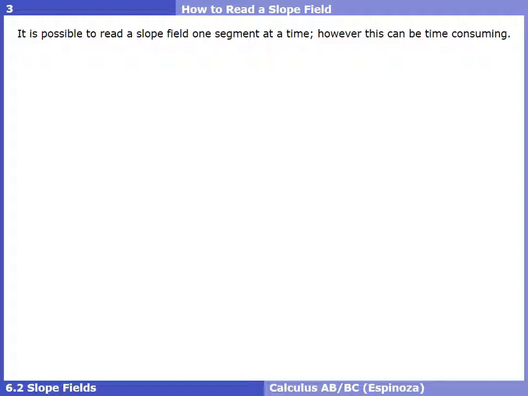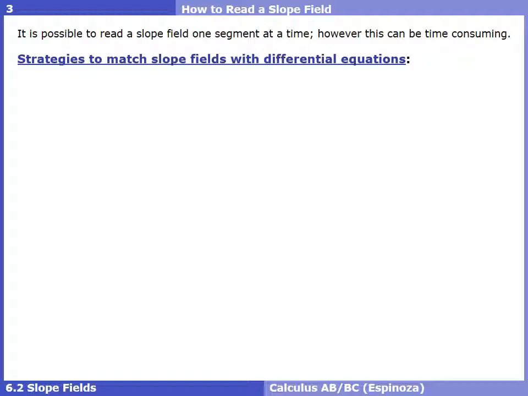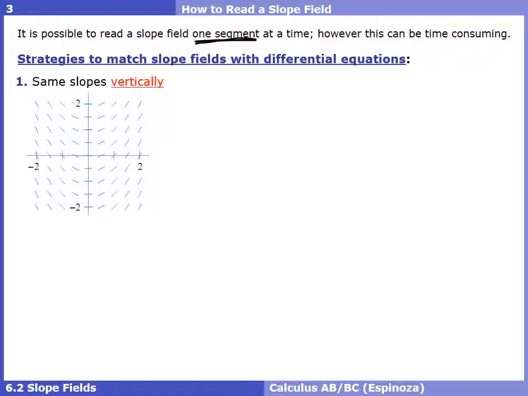So one possible way to read a slope field is just one segment at a time. The problem with this is it can be time consuming. So maybe there are some more purposeful ways to approach analyzing these slope fields. Here are a few strategies that, if they work, definitely use them, and unfortunately, if they don't fall into these categories, well, maybe just looking at it one segment at a time might be the only way to analyze it. Okay, so let's go ahead and take a look at a few examples here.